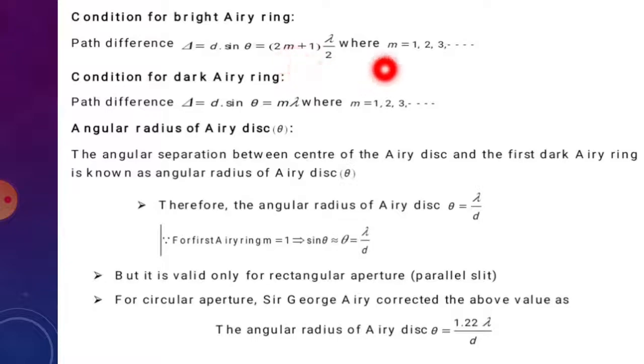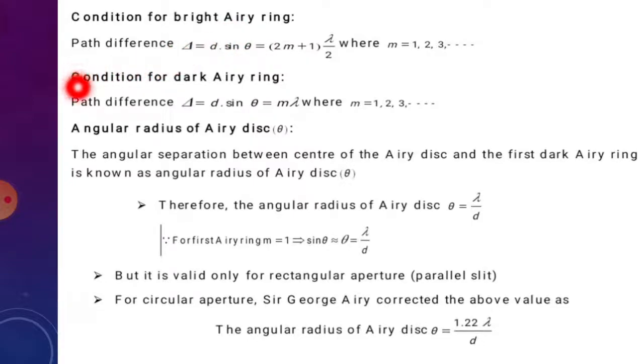Here m equal to 2 gives the second bright ring. For m equal to 2, we get the path difference 5 lambda by 2. With path difference 5 lambda by 2, we will get the second bright ring in the diffraction pattern formed by the circular aperture. And m equal to 3 gives the third bright ring. So finally, we observe that when the path difference between the waves diffracted at extreme points of the circular aperture is an odd multiple of half wavelength, we will get a bright ring. This is the condition for a bright Airy ring.